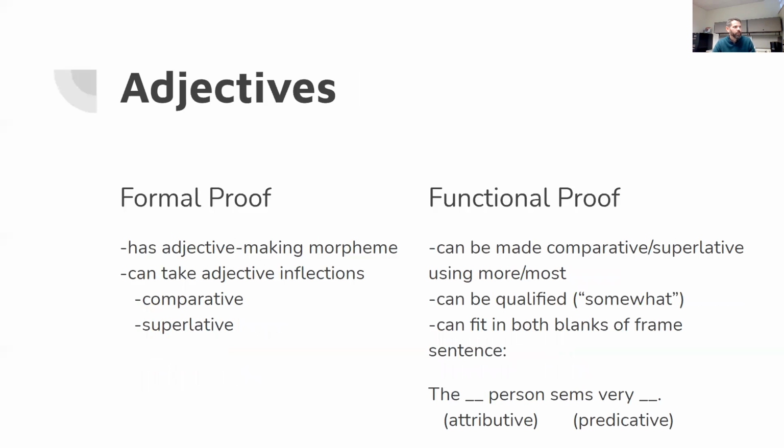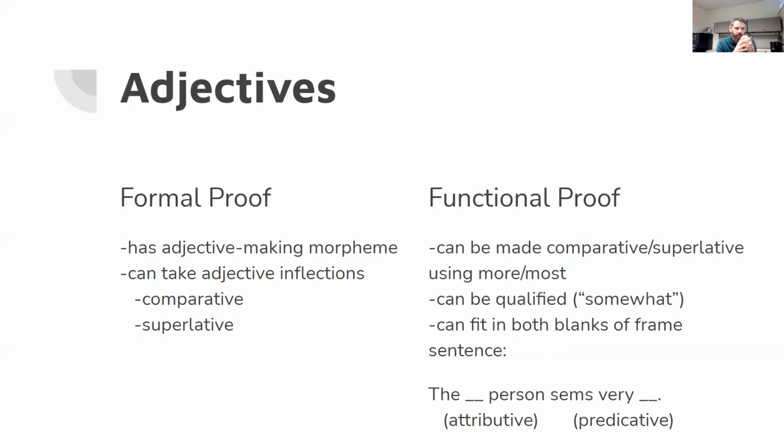Let's talk about adjectives now, okay. So adjective formal proof: has an adjective-making morpheme. There are some like that, ending in Y, sometimes LY, and full is another example. So we have some of these adjectives that have morphemes that we can recognize. And then they can take those two inflections for adjectives, the comparative ER and the superlative EST. Or functionally, they can become comparative or superlative using the words more or most. They can be qualified. So qualifiers, sometimes we talk about them being intensifiers, but they change maybe the degree of the adjective.